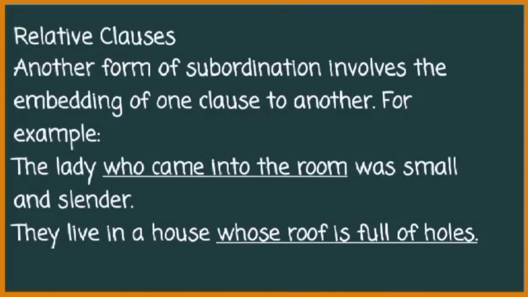So let's proceed to relative clauses. Another form of subordination involves the embedding of one clause into another. The part of a sentence which starts with who, which, or that is called a relative clause. For example, the lady who came into the room was small and slender. So our relative clause here is who came into the room, because it starts with the relative pronoun who.